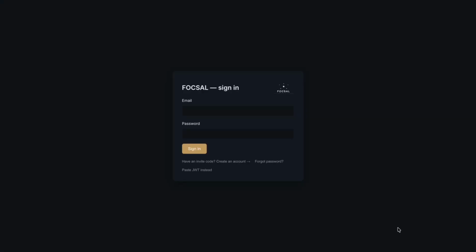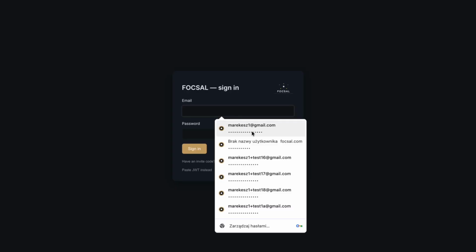In the last episode, I showed why FOCSAL exists, who it's for, and what it's for. Today, we move from why to how, the whole system from above. Think of this episode as a map. The ones that follow go deep on each module.